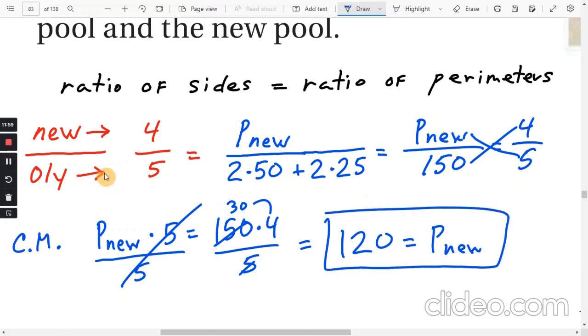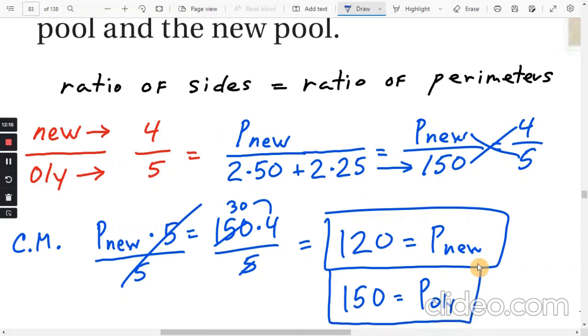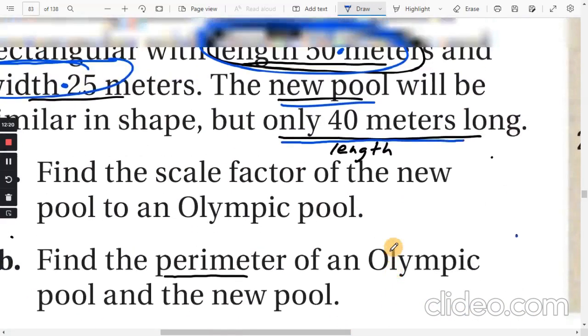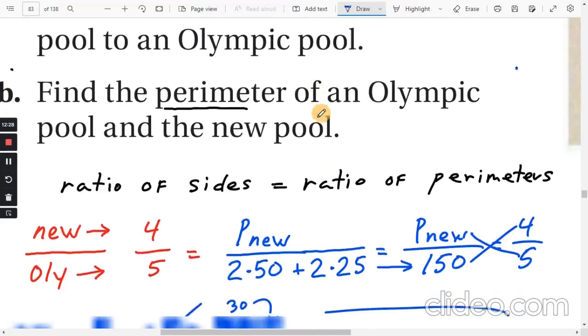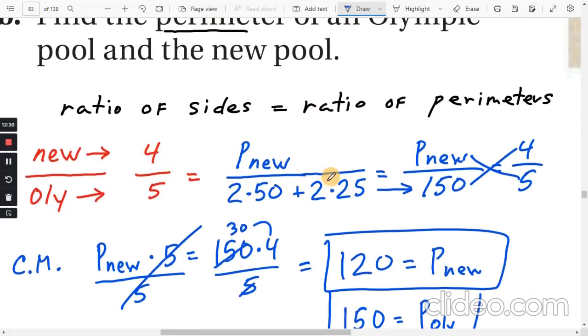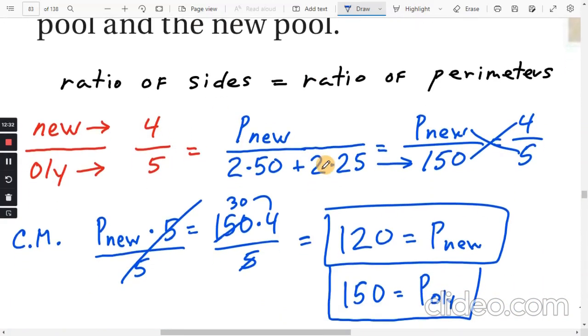Okay, and for the Olympic pool, we found the perimeter right here. 150 is the perimeter of the Olympic pool. So that's it. Notice to find the perimeter of the new pool, we didn't even have to find the width. We were given the length. We found the ratio of the sides and set it equal to the ratio of the perimeters.